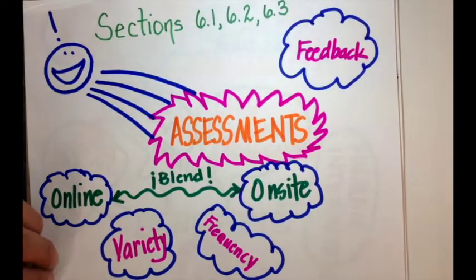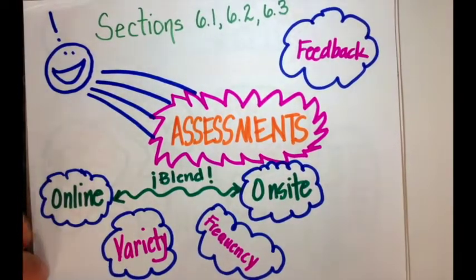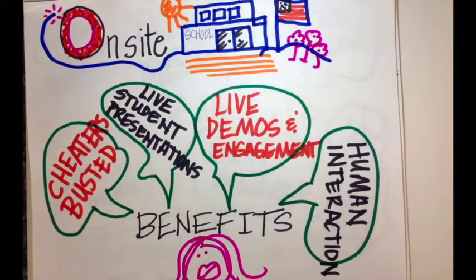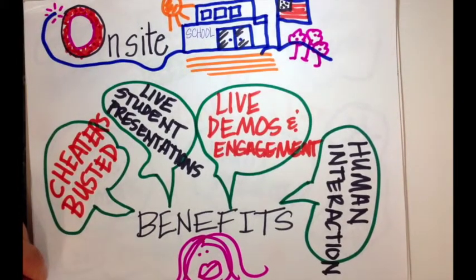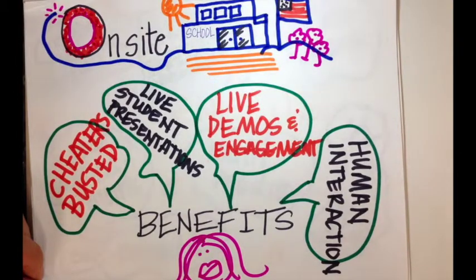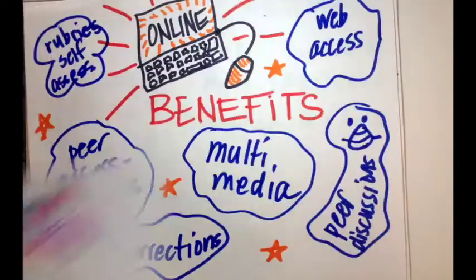Section 6.1, 6.2, and 6.3 are all about assessments, both online and blended. This helps with feedback, frequency, and variety. Some of the benefits of on-site assessments include live student presentations, live demos, and it increases engagement, both human interaction and helps to stop cheaters.